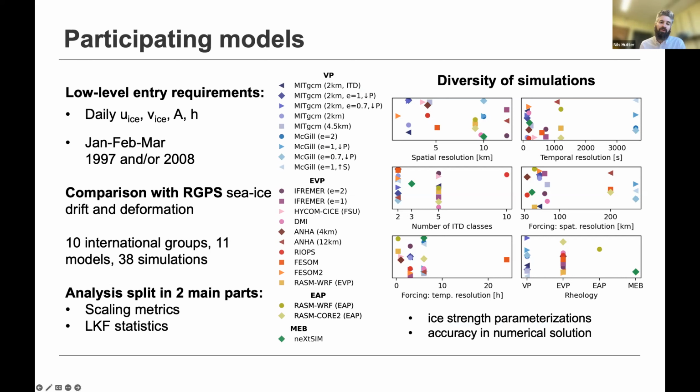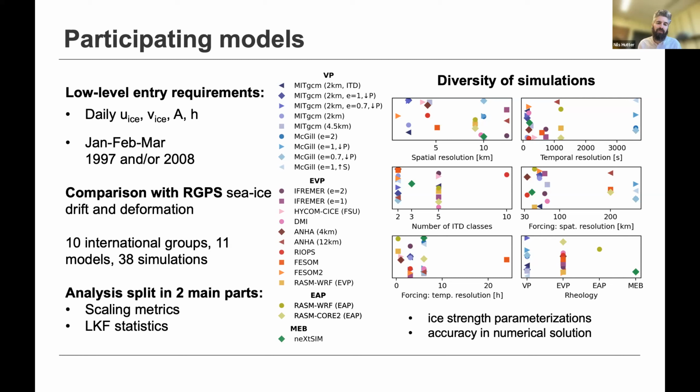And in the end, we ended up with 10 different groups participating in this intercomparison, submitting simulations from 11 different models. And you can see on the right, I tried to summarize the diversity of those simulations. First importantly, from the name Sea Ice Rheology Experiment, we have simulations of 3 different kinds of rheologies. One is the most commonly used VP-EVP rheology, but we also have the anisotropic EAP rheology, and we also have simulations with the Maxwell elastobrittle rheology.